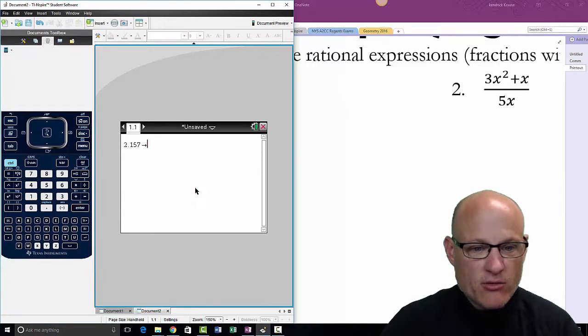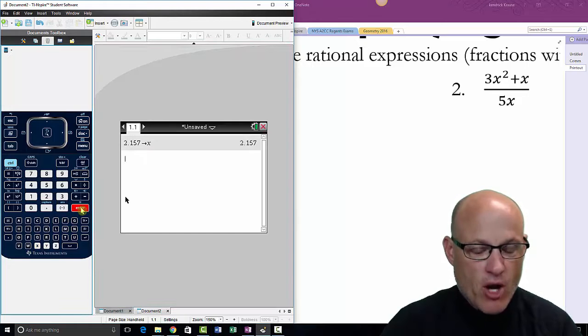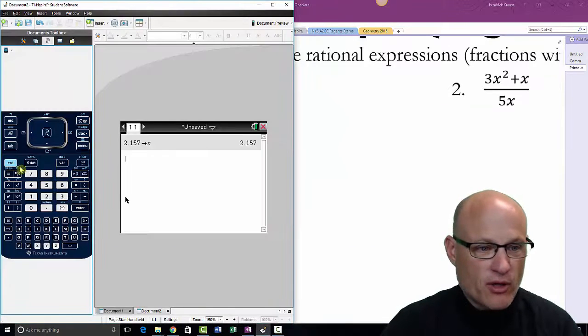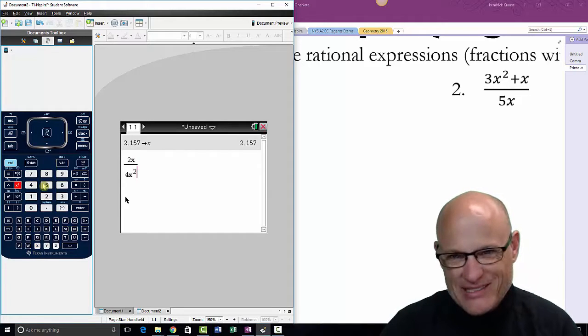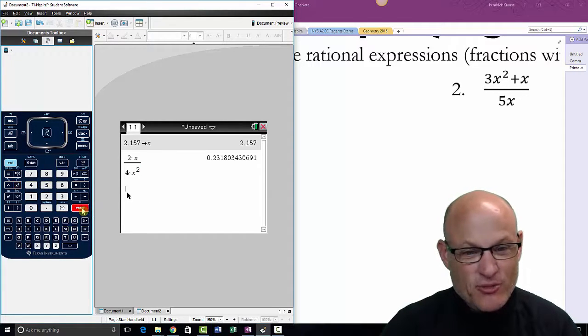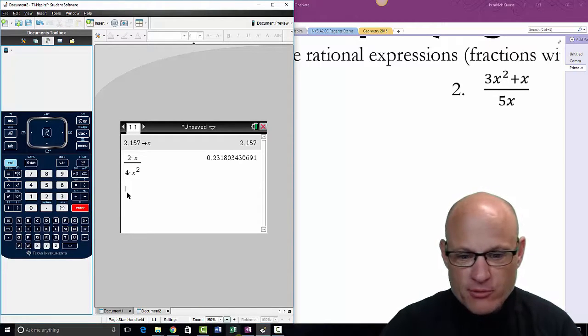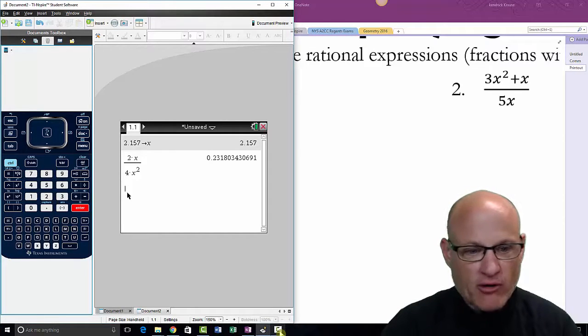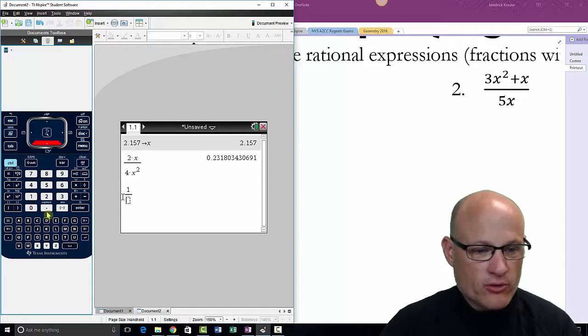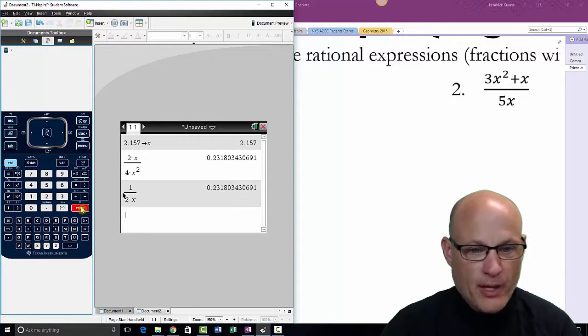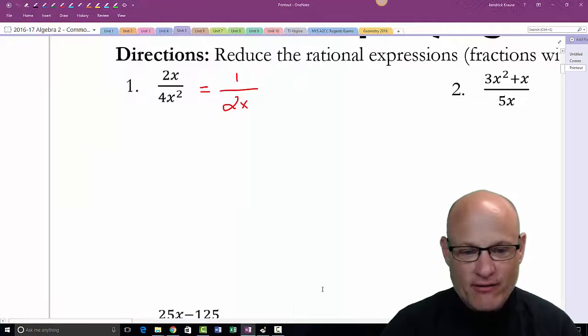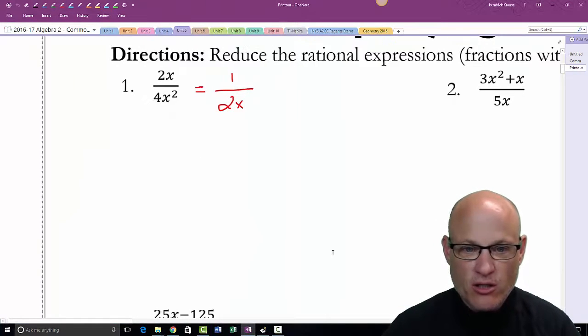Every time I don't get the x, it makes me so angry. So the original problem was 2x over 4x squared. So control division 2x over 4x squared. Now I know this is a really simple example to show you how to check it, but you should be able to check all of these. Yeah, it takes a couple seconds. Sorry to waste your time. And then our next answer was control division 1 over 2x. They match, you're done, you got it right. So no reason to get any of these wrong. If you get them wrong, it's embarrassing.